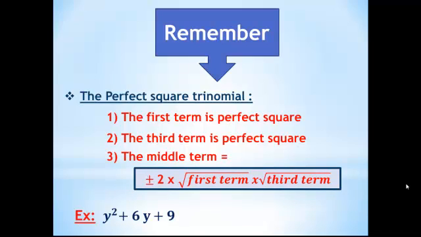y power 2 plus 6y plus 9. This is a perfect square because the first term is a perfect square whose square root is y, and the third term is also a perfect square because its square root is 3, and the middle term is 2 by 3 equals 6y.